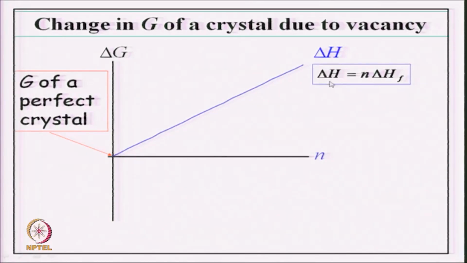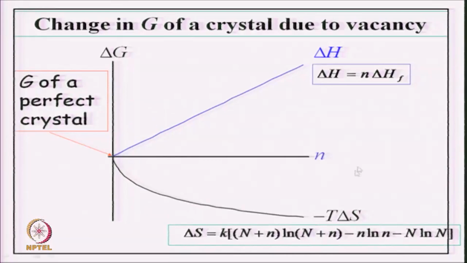Now, our increase in enthalpy was simply n times delta Hf. Since n is our x axis, it is simply a straight line with delta Hf as its slope. So, we have a straight line for enthalpy. But if you plot the entropy change, which was this logarithmic expression which we derived, as minus T times delta S, because that is what goes in making delta G, then you have a curve like this. Because of this minus sign, this curve is a negative curve. The sum of these two, delta H and minus T delta S, will be delta G. So, you can add these two.